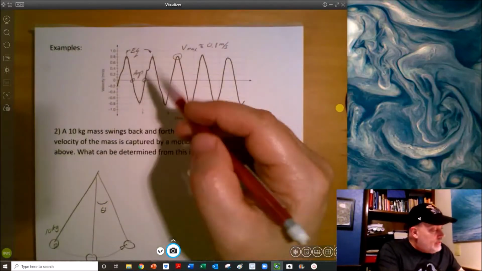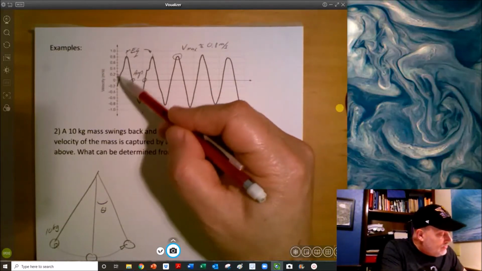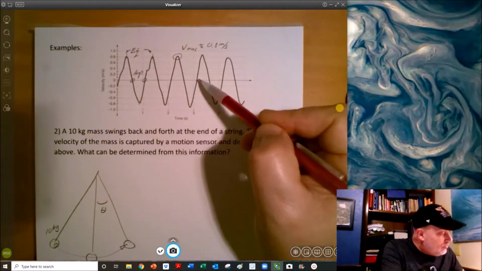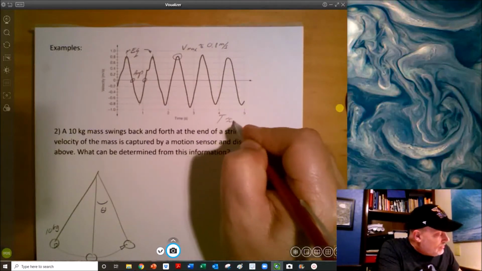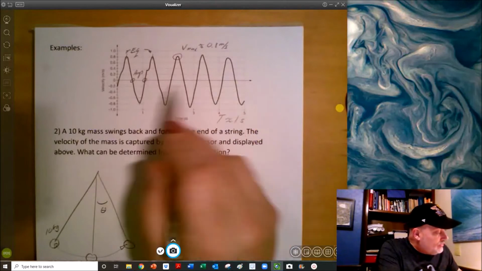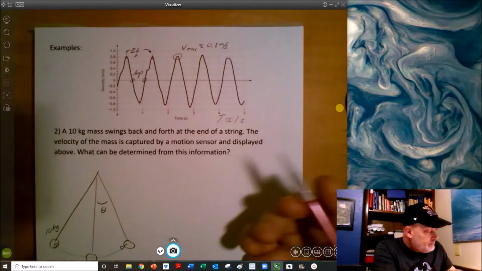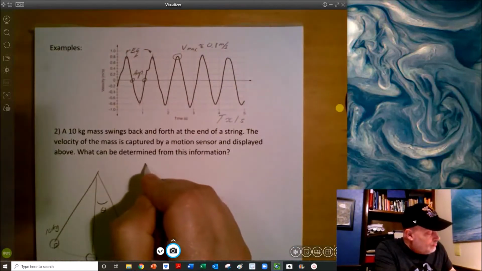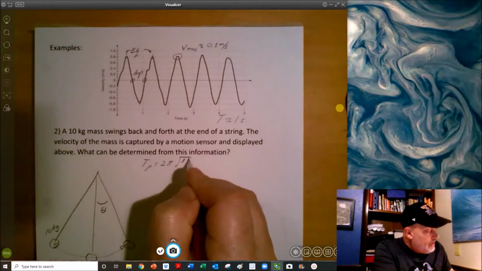Another thing we can see is that this graph is a little more choppy than our last one, but we can tell that this is approximately 1, 2, 3, 4. The time period is approximately 1 second, because in 4 seconds there's approximately 4 complete waves. And since we know that this is a pendulum, time period for a pendulum equals 2 pi square root of L over g.